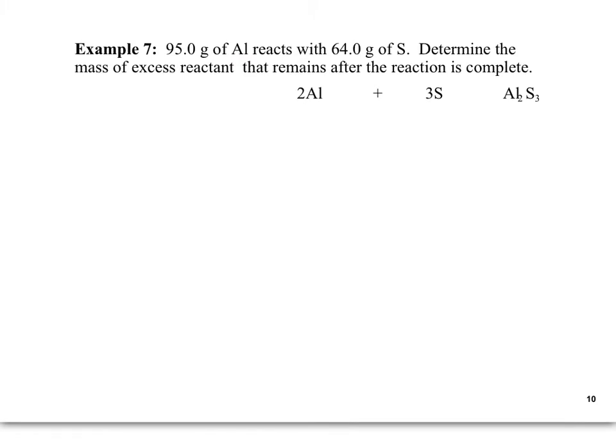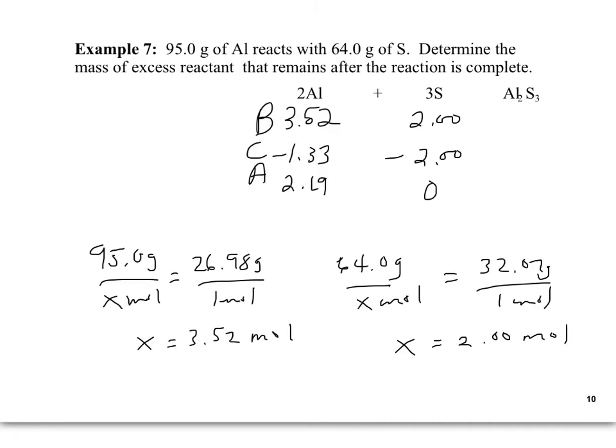I would like you to try this final example after pausing the video. When you're ready, resume the video and check your answer. Remember to convert each of the grams to moles, only moles in your BCA table, and then you need to find the limiting reactant. The sulfur ends up being the limiting reactant when we take the mole amount and divide it by its own coefficient, 0.667 versus 1.76 for the aluminum.